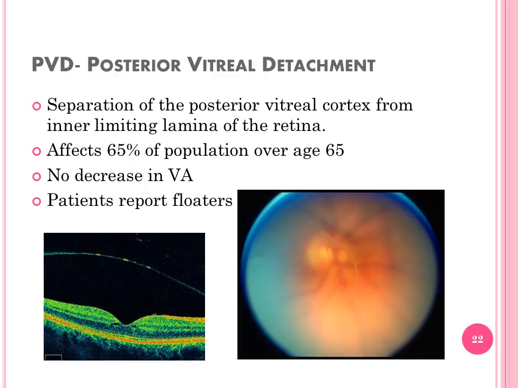This is just a BIO view over here on the right-hand side. The background looks blurry, so the back of the eye with the optic disc and all of that looks blurry because we're actually in focus on this film right here, which is where the vitreous has essentially come unattached from the retina.